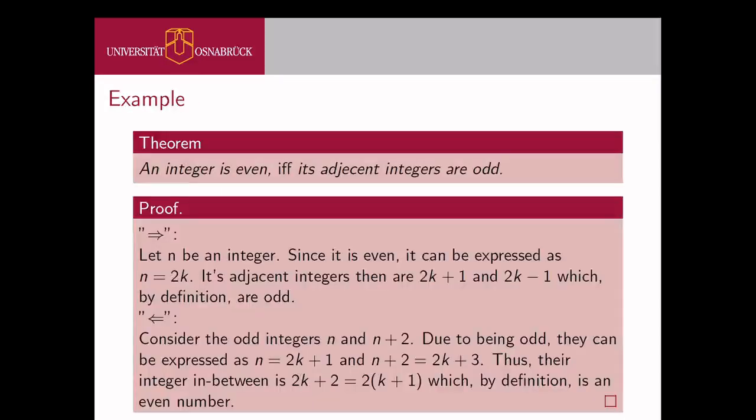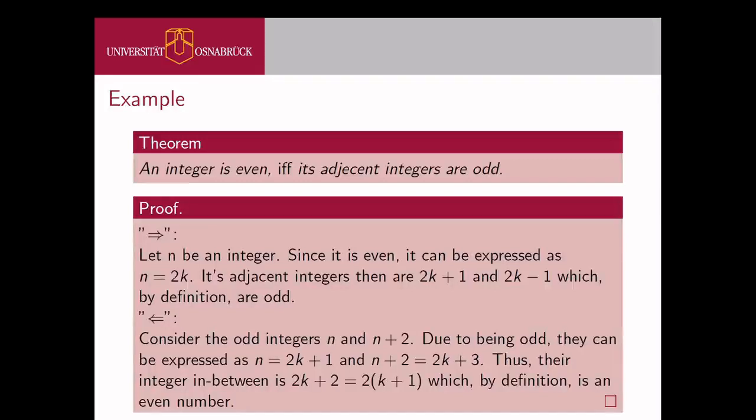Here is an example. We have a theorem. An integer is even if and only if its adjacent integers are odd. Now, in order to prove this, there's two ways to do it. Either we can show that an integer is even and its adjacent integers are odd are equivalent, but then when we start with one statement, we can only use equivalencies to get to the second statement, or we can show both conditional statements. That is, we can show if an integer is even, then its adjacent integers are odd, and then we can prove if two integers with distance 2 are both odd, then their in-between integer is even.